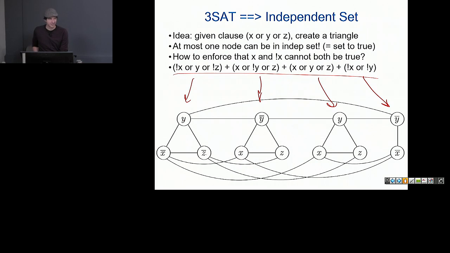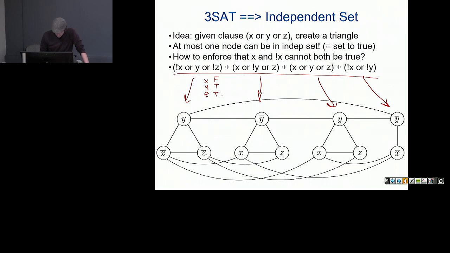Yes? So somebody give me some assignment that works here. Y, Z, not X. Sure. Okay. So I'll just write it this way. X is false, Y is true, Z is true. Okay, so let's see how this looks.